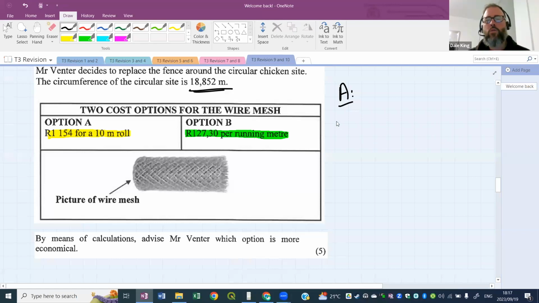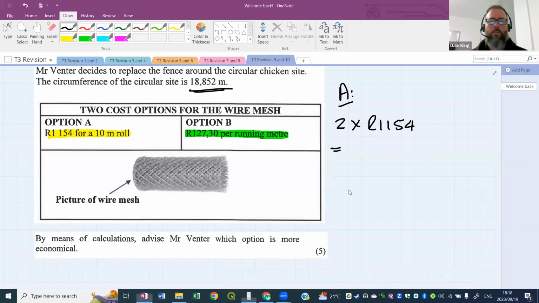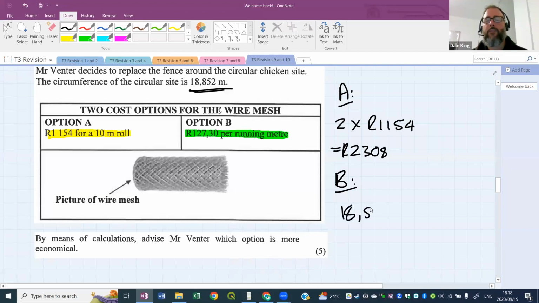So we're going to say 2 of those 10-meter rolls, and each one is times 1,154, which should give you 2,308. All right, 2,308 rand. Okay, that's option A. So that's how much it'll cost. Option B is easier. What do we do there? It's 127.30 per meter. So that one, you're just going to have to multiply it by 18,852. That's it.